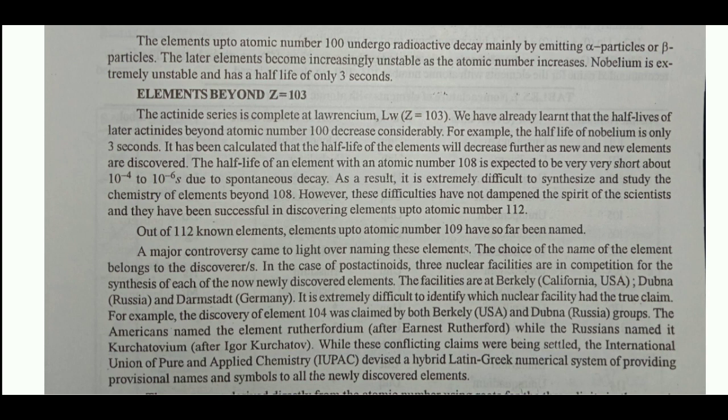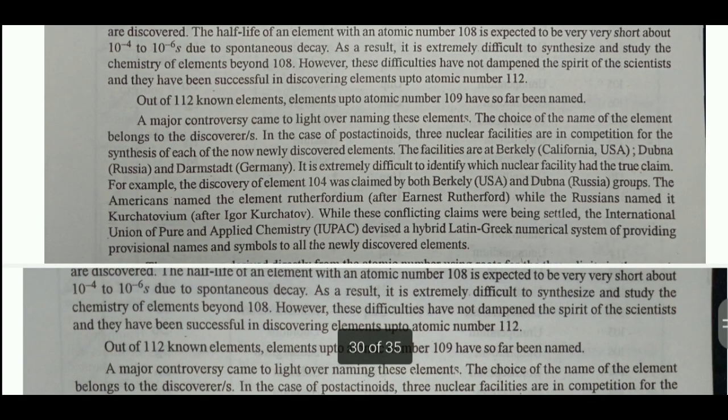It has been calculated that the half-life of the elements will decrease further as new elements are discovered. The half-life of an element with atomic number 108 is expected to be very short, about 10^-4 to 10^-6 seconds, due to spontaneous decay. As a result, it is extremely difficult to synthesize and study the chemistry of elements beyond 108. However, these difficulties have not dampened the spirit of the scientists, and they have been successful in discovering elements up to atomic number 112. Of the 112 known elements, up to atomic number 109 have so far been named.